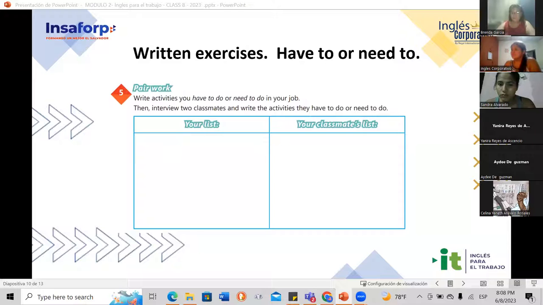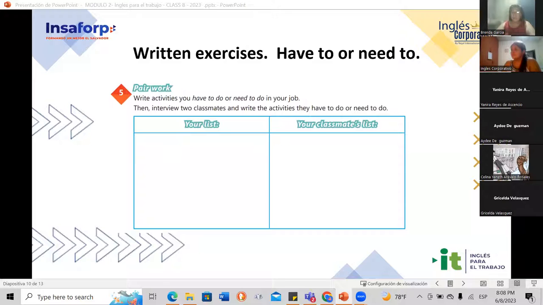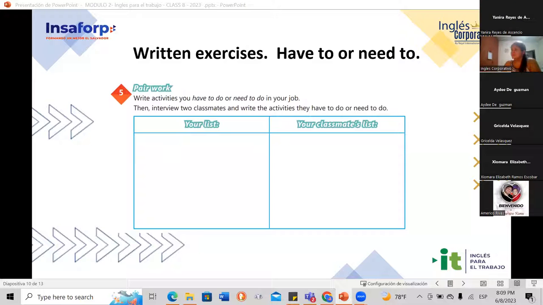Bueno. Okay. Ya los envié, okay. Si no se han ido es porque todavía el sistema los está enviando.